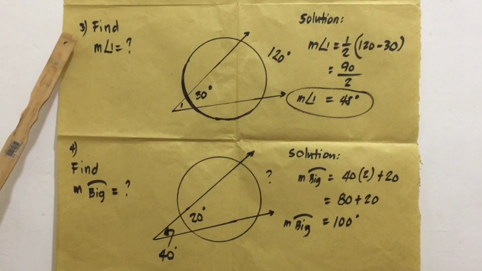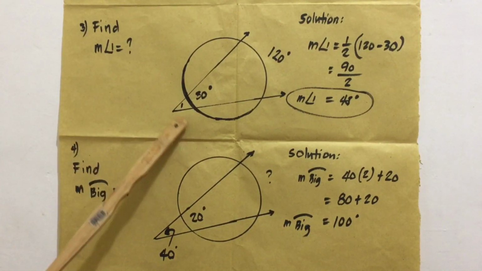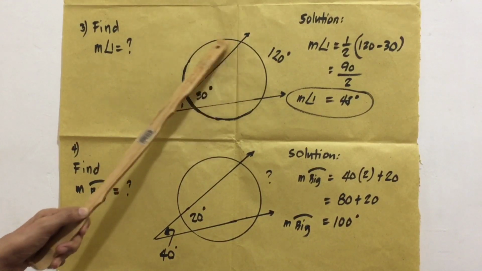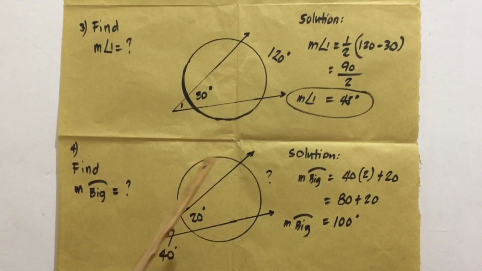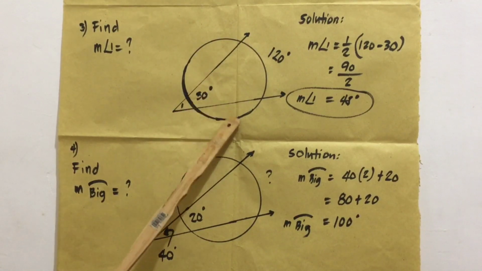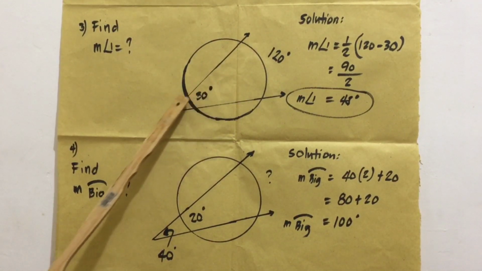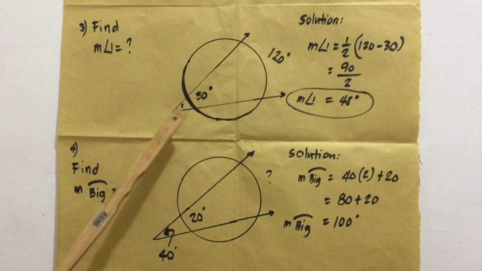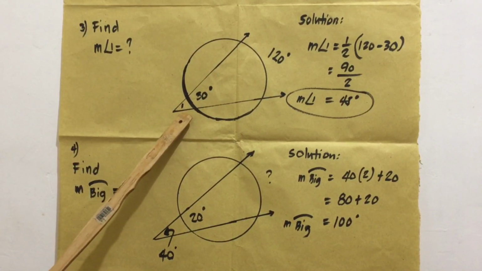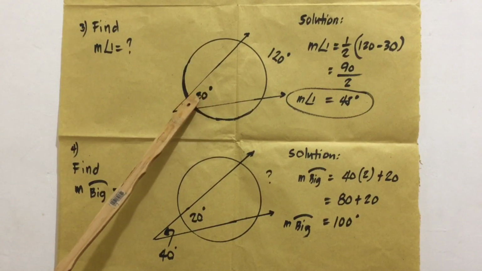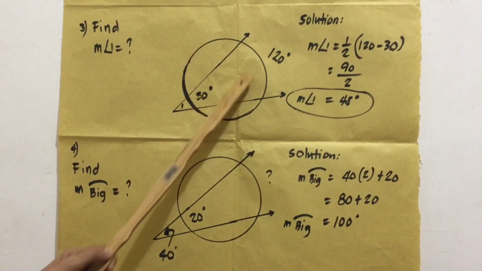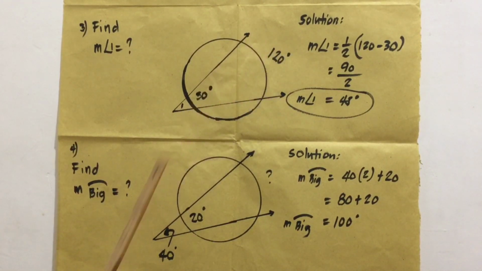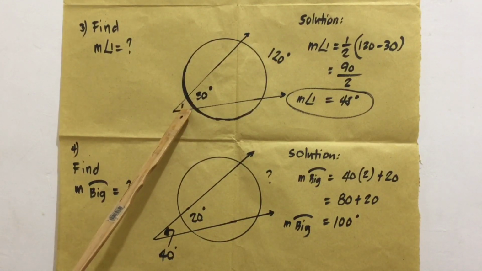Next, number 3, find the measure of angle 1. So here, we're going to observe first the given. We have a circle and two secants intersecting each other and forming an angle outside of the circle. And the given, the small arc here is 30 degrees and the big arc is 120 degrees. Then we're going to find the measure of angle 1.